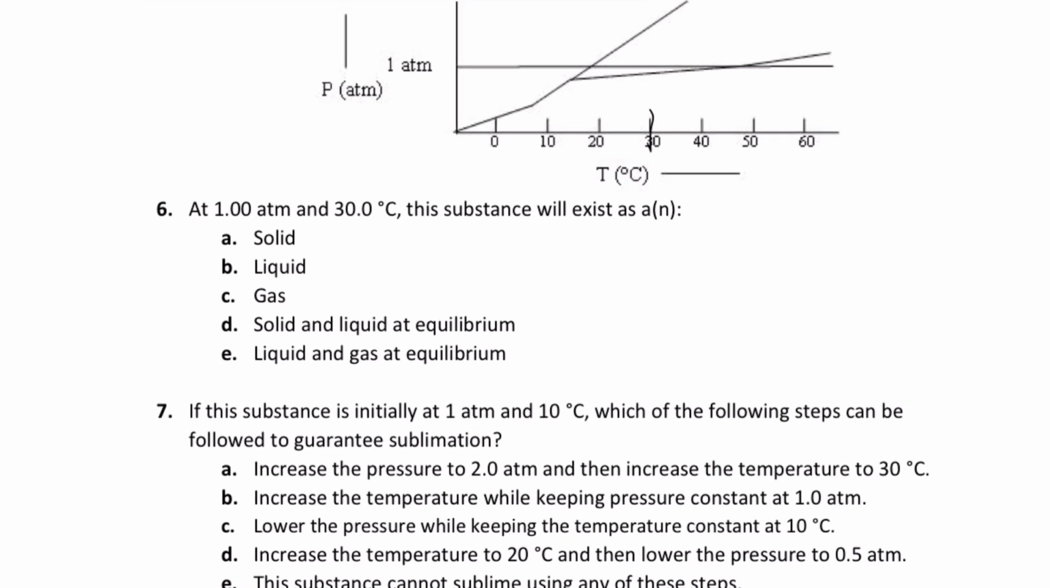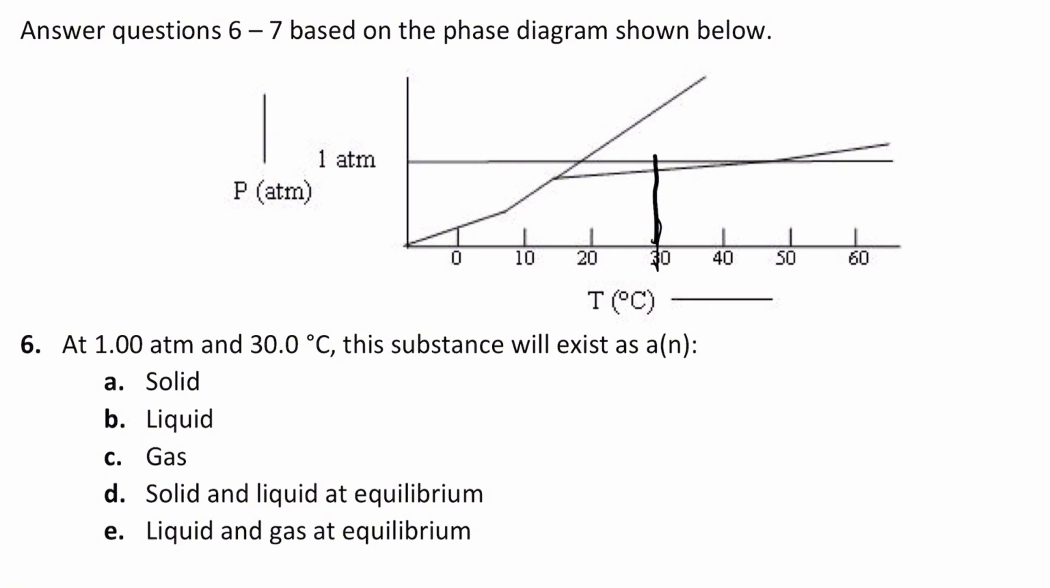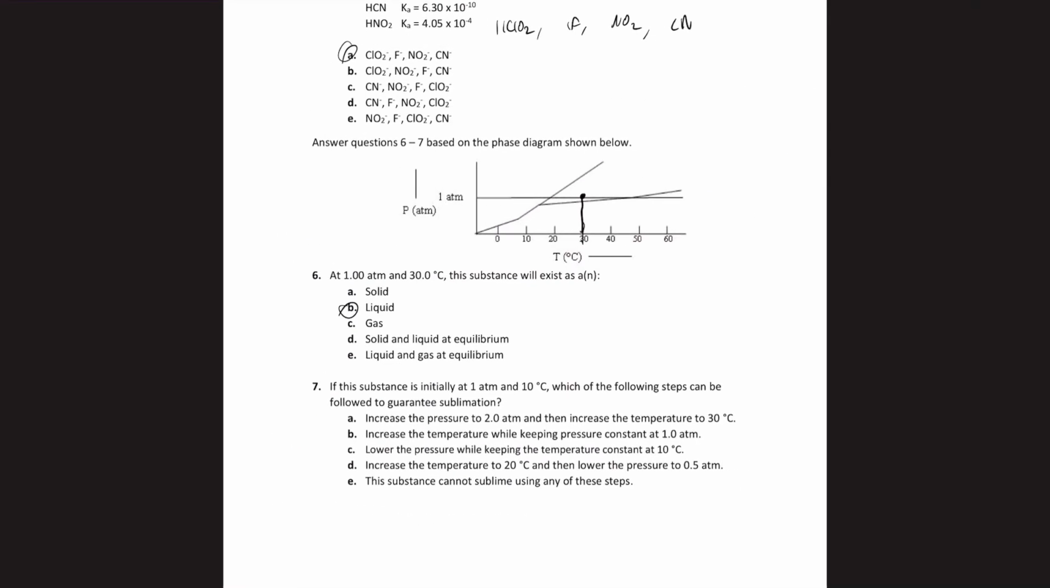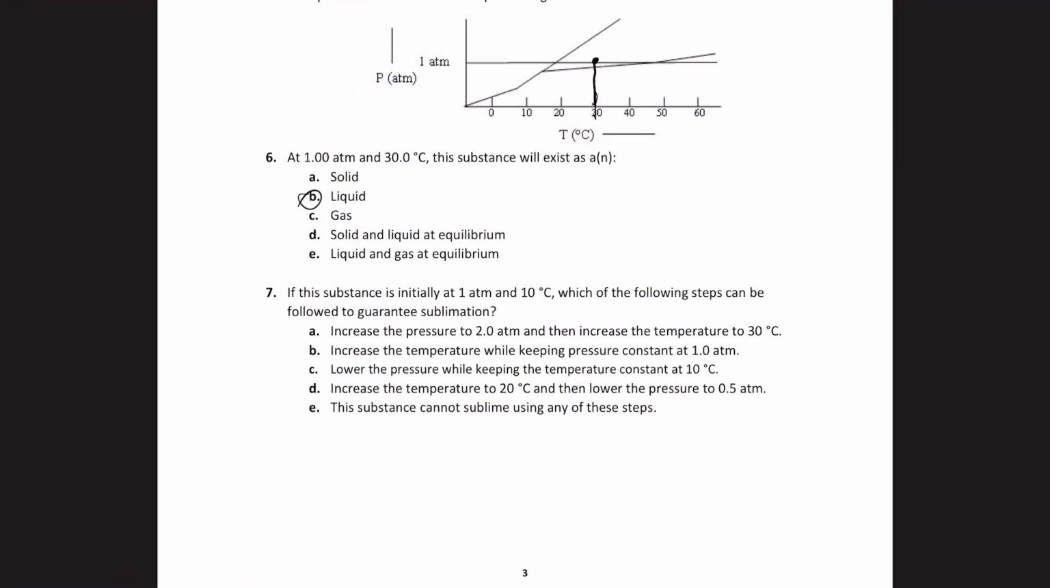All right, question 6. At 1.8 atmosphere and 30 degrees Celsius, this substance will be at, okay, whoop, and then whoop. This is choice B. Question 7. If the substance is initially at 1 atmosphere and 10 degrees Celsius, which of the following steps can be followed to guarantee sublimation? Sublimation is solid to gas, so it would be lowering the pressure. Yeah, it would be C. C is the right answer.